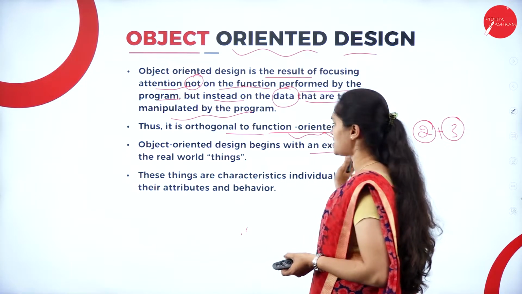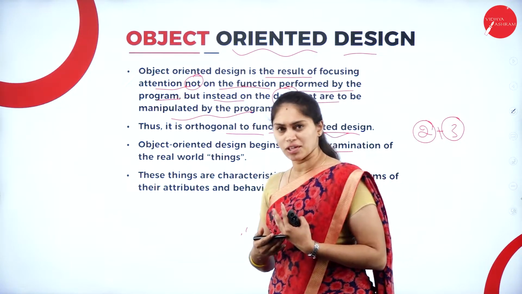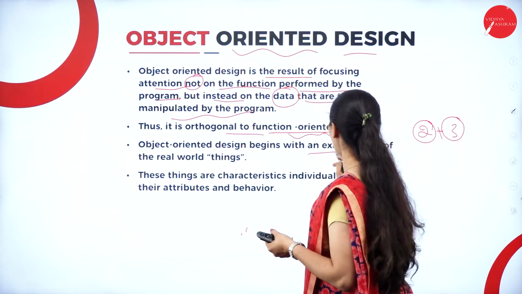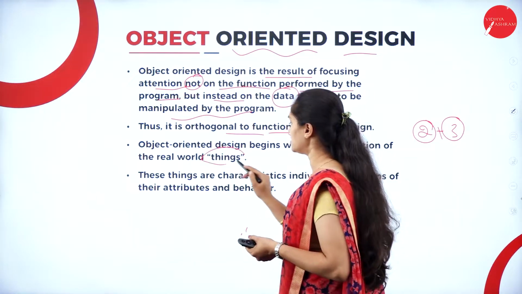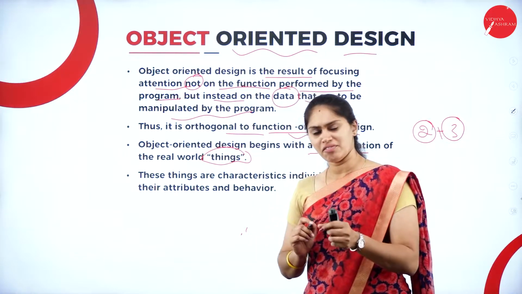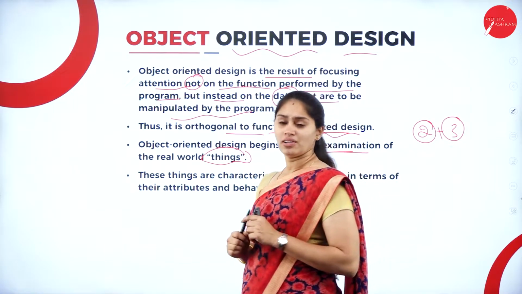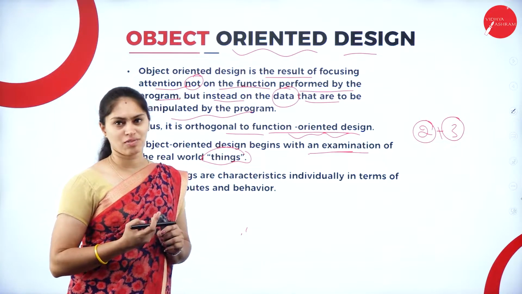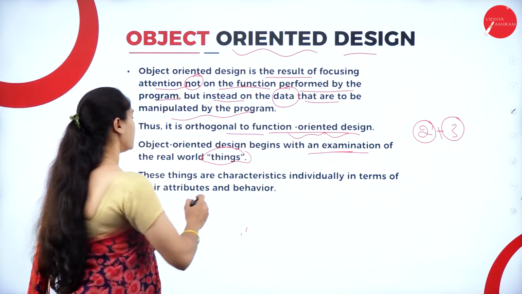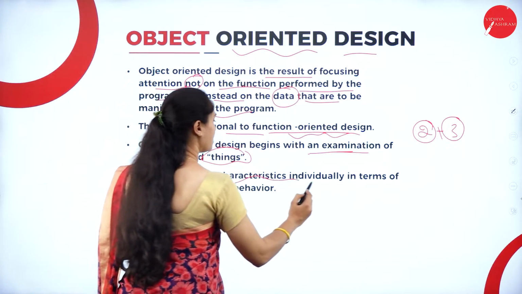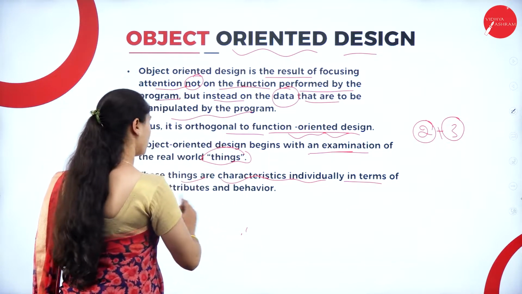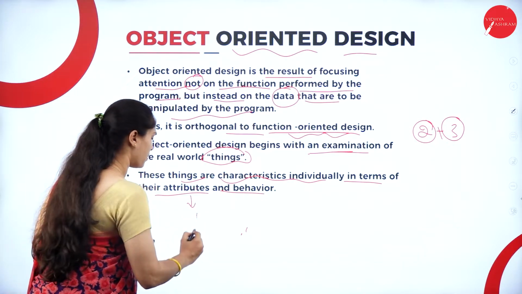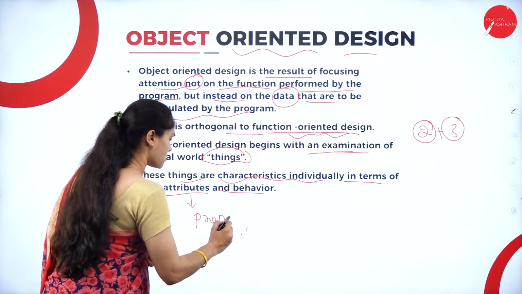When the procedure starts with object-oriented design, it starts with an examination of real-world things. First I need to identify which is the object, then what it is going to perform, what its characteristics are, and what methodology it will follow. That includes the characteristics individually in terms of their attributes and behavior. Remember, an attribute specifies the properties.